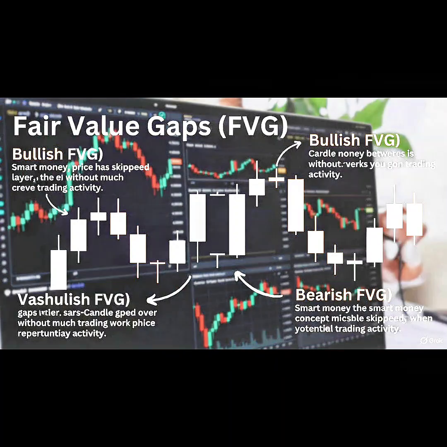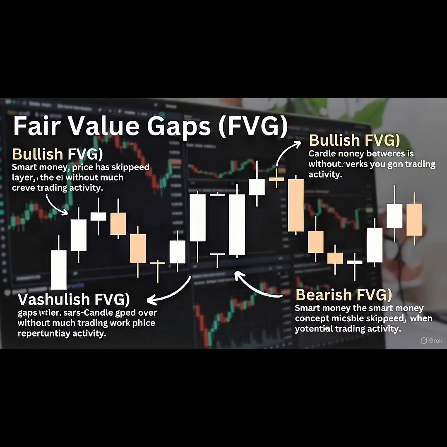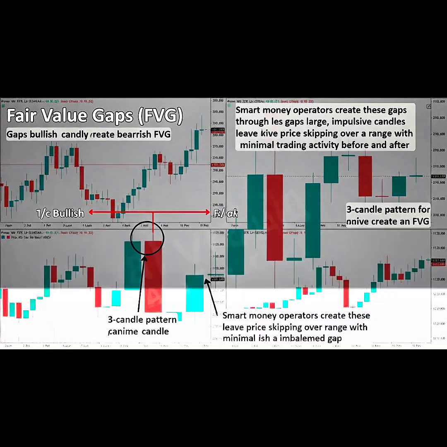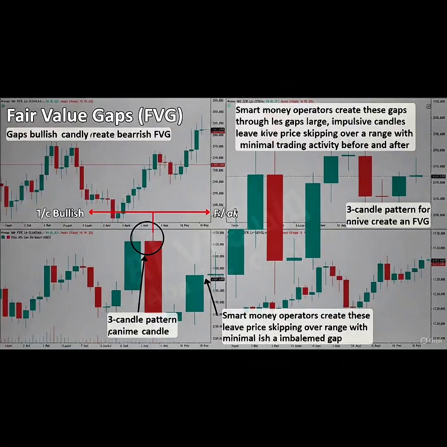Now, the most common way we spot these imbalances on charts is through something called a fair value gap, or FVG. It's super simple. An FVG is a specific 3-candle pattern. Here's how to identify it. Look for a big impulsive candle in the middle. This is the aggressive move creating the imbalance. Check the candle before it, candle 1, and the candle after it, candle 3.